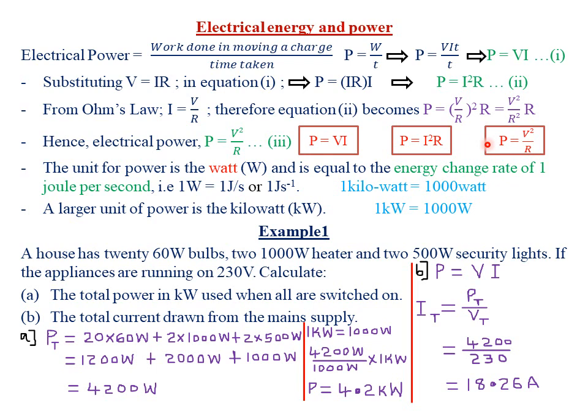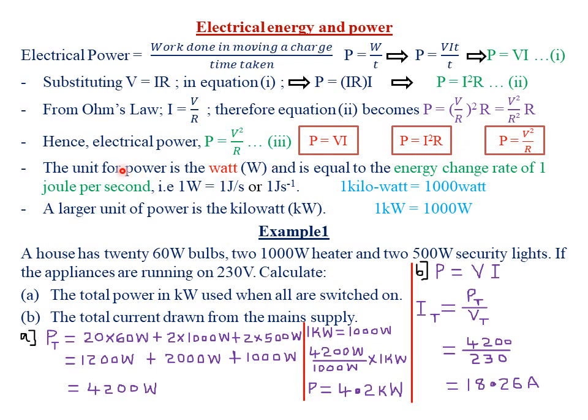For example, if you get a question demanding you to calculate the electrical power, and you are given voltage and current, then the first formula will be appropriate. If you get a question asking for the electrical power, and you are given the current and resistance, then this second equation will be appropriate. Then if you get a question giving the potential difference and resistance, and asking for electrical power, of course the third formula will be appropriate.